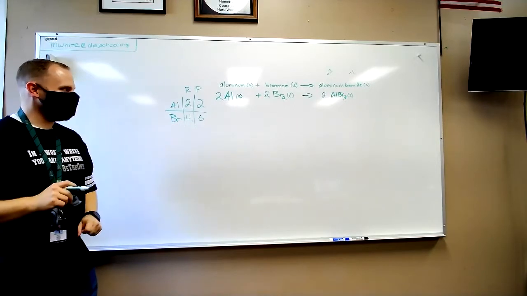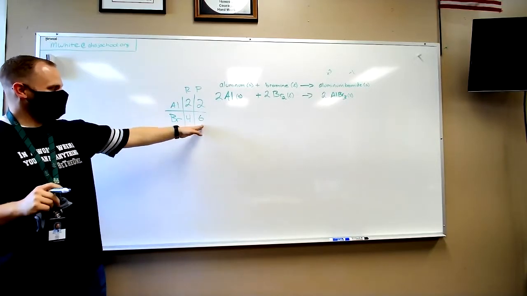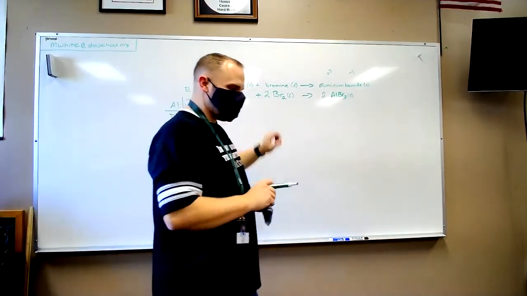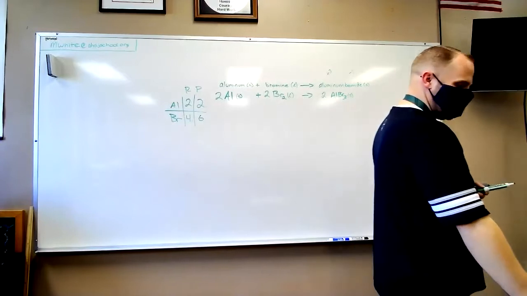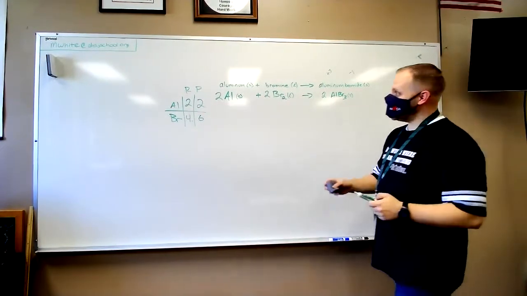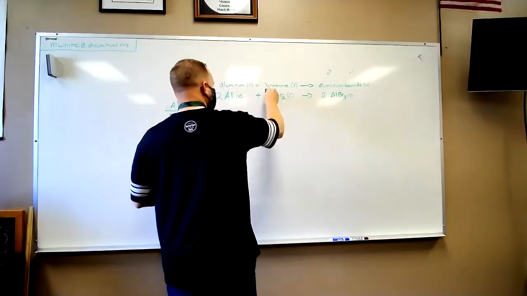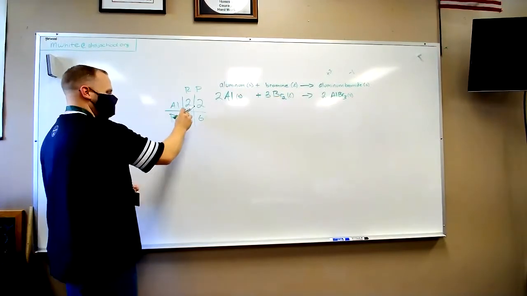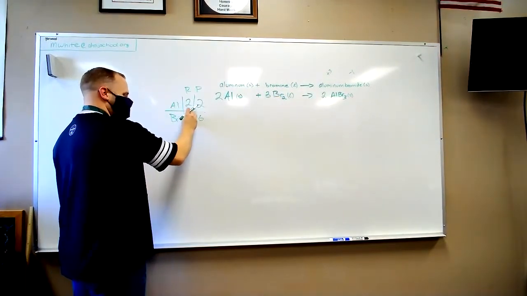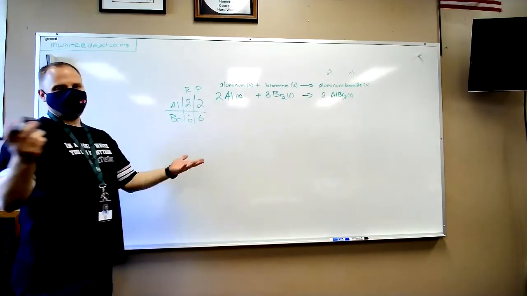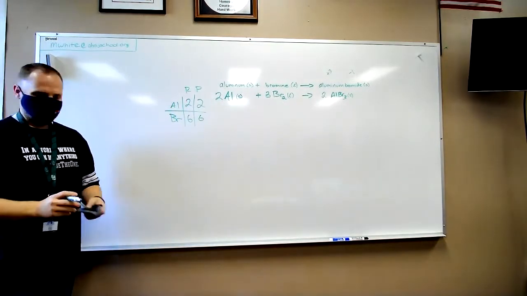Now we just need to figure out bromine. We have 4 here. We need 6 to match that. What can we change with that bromine to get to 6? Oh, change the 2 into a 3. So if we put a 3 right there, now how many atoms of bromine are we going to have? We're balanced. Okay.